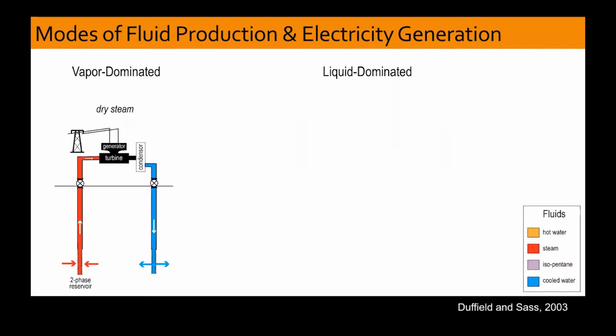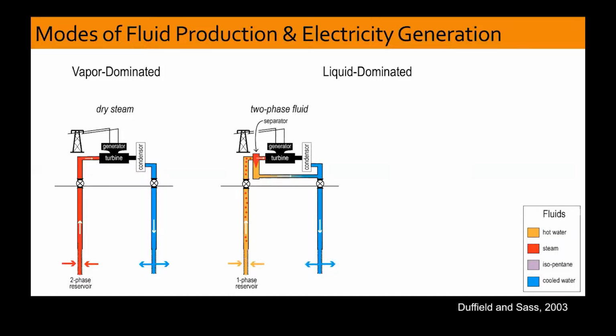You see two wells, one producer marked in red with rising steam, and one injector marked in blue with descending cooled water. Although the reservoir is made up of coexisting hot water and steam, that is, it is two-phase, only steam enters the well due to hydrodynamic effects. So dry steam is produced at the wellhead, and this can be piped directly to a turbine to generate electricity. The condensate from the backside of the turbine is cold, and it is returned to the subsurface by an injection well.